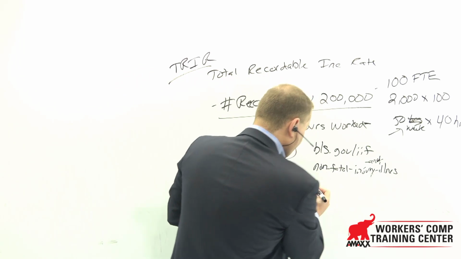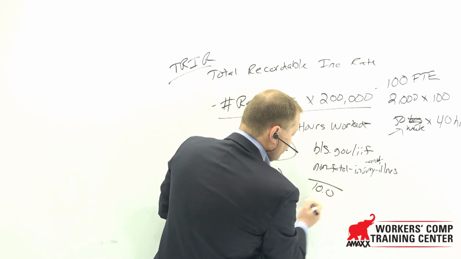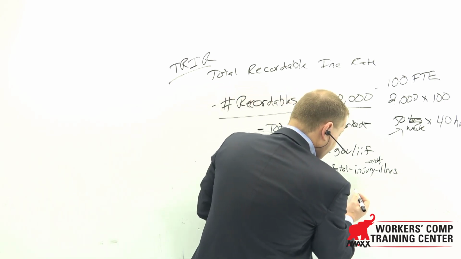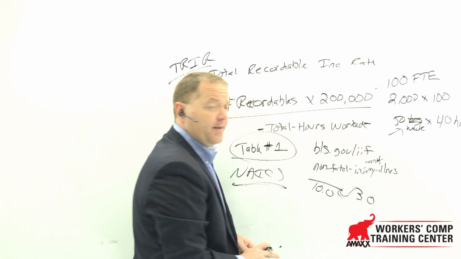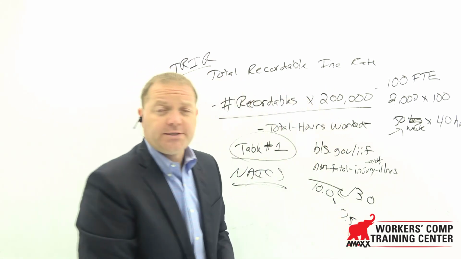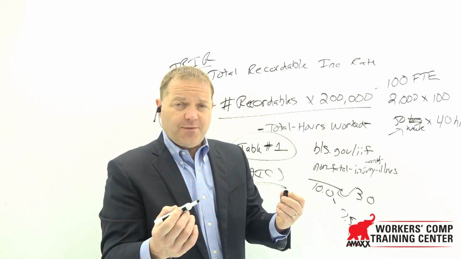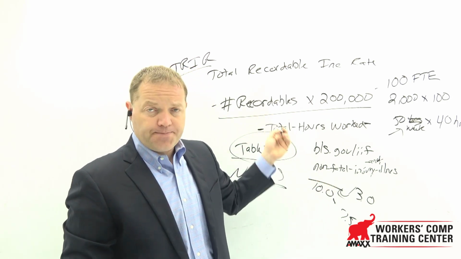All right, well, our rate is, let's say, 10.0. And the industry rate is, let's say, on average maybe 13. So you're doing better than the industry. Or let's say the industry rate was 7.5. So you're doing worse than the industry. That's how you can tell from a benchmarking standpoint how you're doing in terms of your recordable rates.